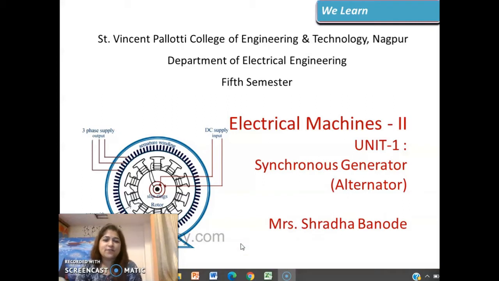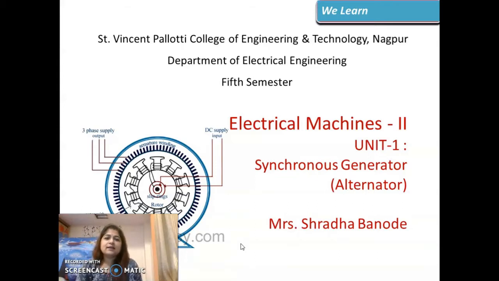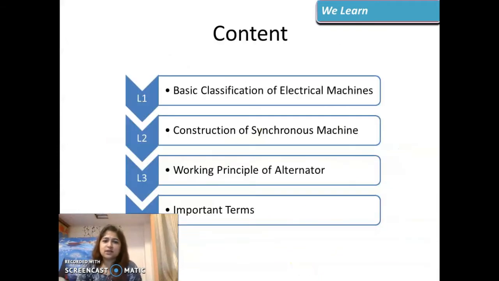In this series, we are learning the subject Electrical Machines 2, which comes under the 5th semester of Electrical Engineering. This subject basically covers synchronous machines. We have seen up till now the basic classification of electrical machines, exactly where synchronous machines come under this, then construction of synchronous machine, working principle of alternator, and today we are going to see some very important terms to learn so that we can understand alternators better.